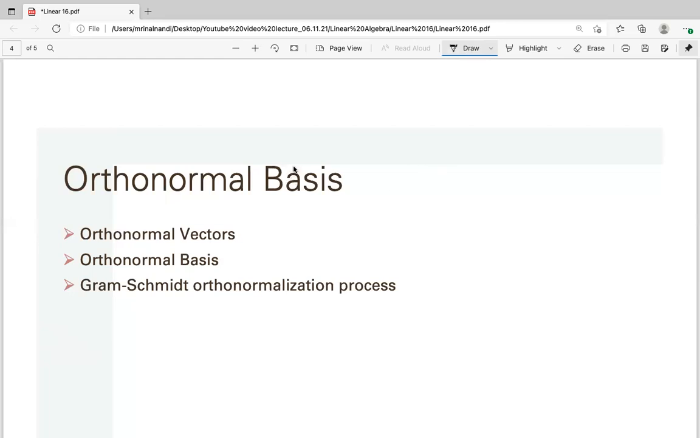Obviously, the elements of S1 may not be independent. The vectors of S2 may not be independent. So the vectors of a subspace are not necessarily independent.